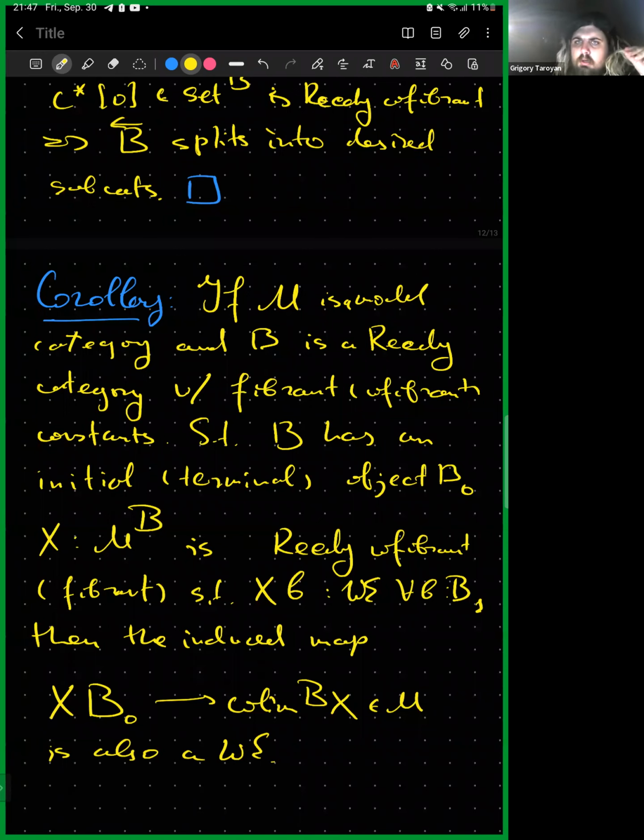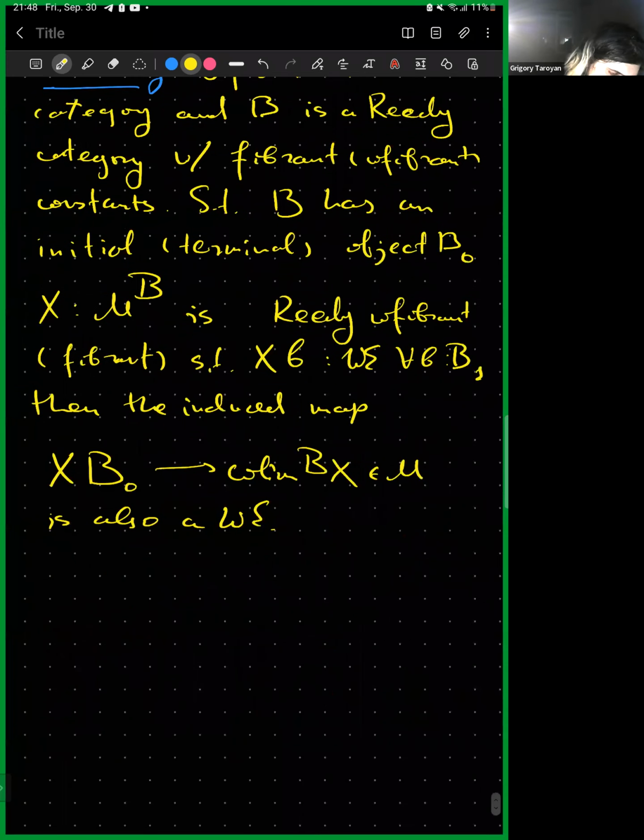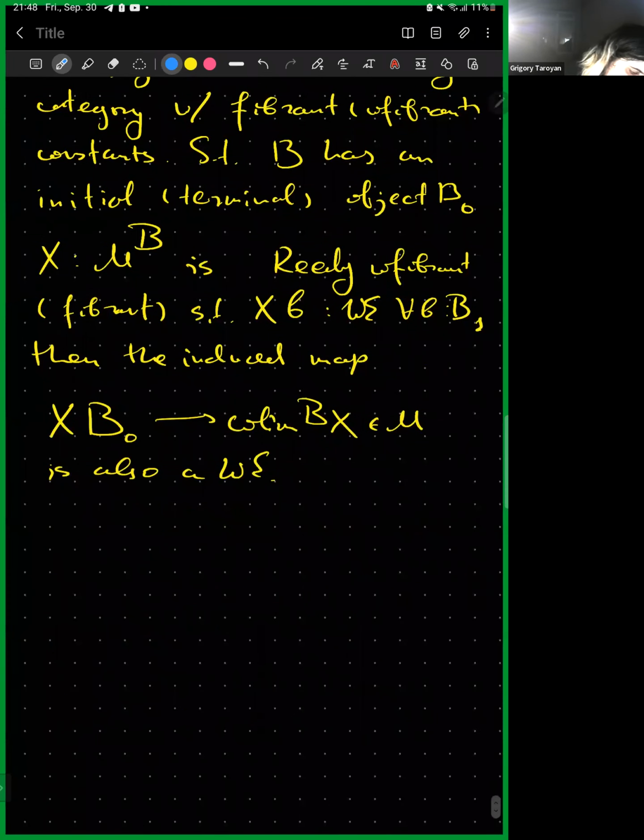Okay, so now let's move on to a very common example of a category, namely categories of simplices.